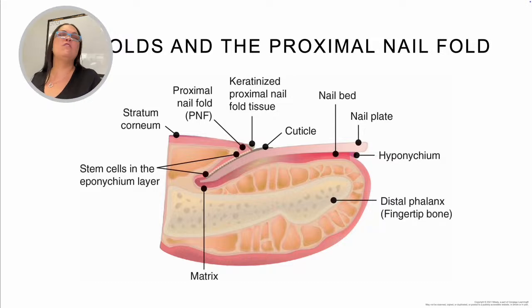Everybody understand where the folds are and what they're called, how to recognize them? So the two on the side are your lateral. You've got two of them, hopefully. And then you've got your proximal nail fold, which is that U shape down at the bottom of the nail, known as the cuticle area. What does proximal mean? Close, yes. Close to you, closer, like proximity.